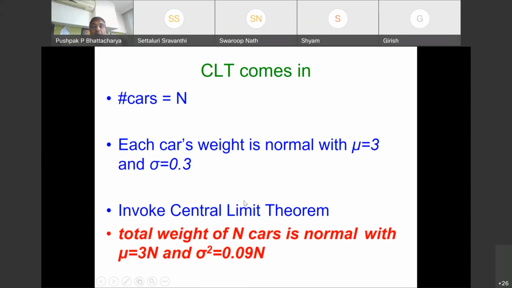And the variance will be equal to n times the variance of each individual car's weight. Now sigma is 0.3, so the variance will be 0.3 squared, which is 0.09. So the variance will be 0.09 into n. I hope the setting is clear to you. N cars are now on the bridge. Their total weight has to follow a normal distribution. That normal distribution will have mean n into 3 and variance n into 0.09. So I hope the setting is completely clear to you. Is there any question or comment?